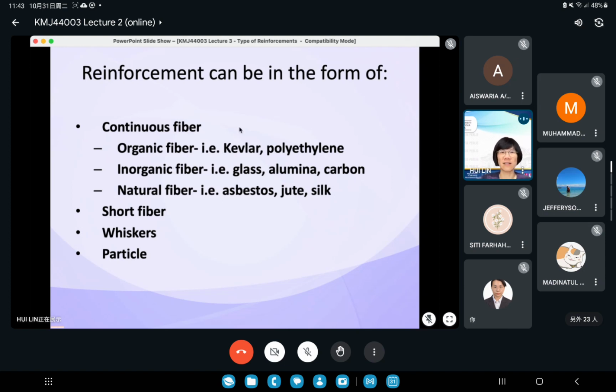For example, Kevlar is the trademark. Actually, Kevlar is one type of polymer, but it has been trademarked, registered. I should put an R here, for trademark. It became a bulletproof fiber. Then we have inorganic natural fibers, jute, silk.